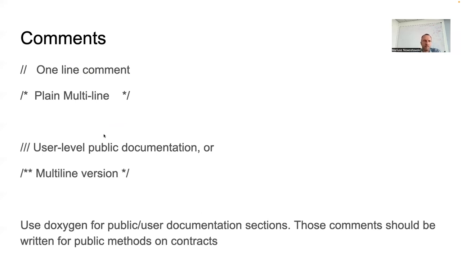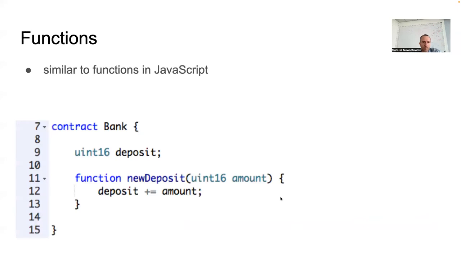We have one-line comments and multi-line comments. You have also this for documentation, and Doxygen usually works fine. And then the functions are similar to JavaScript. So you say function, you say the name, parameter types always come before the variables. And then, as I said, you don't really have class, you have contract. So you can define a contract with some state inside the contract. And the structure looks very much like JavaScript. And you're using those types that you have available.